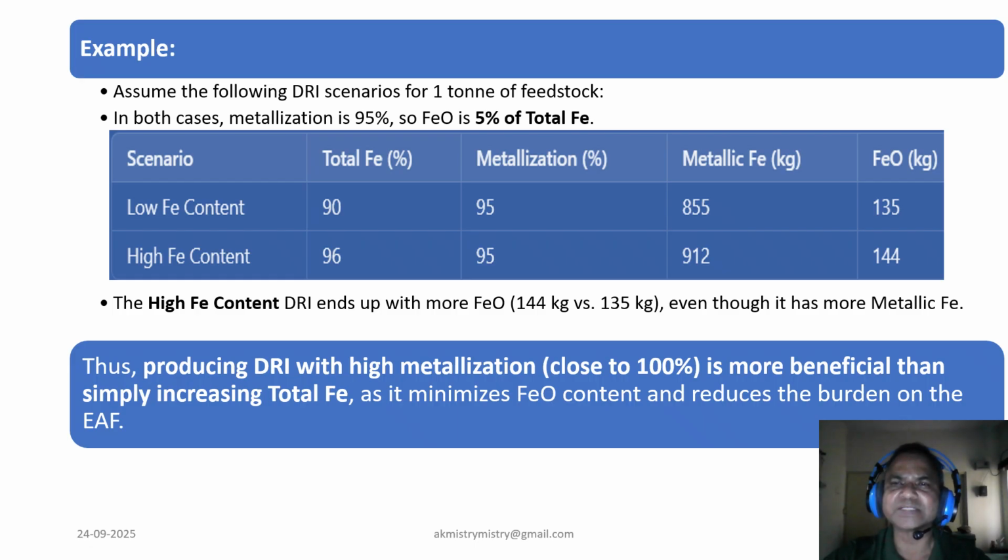So let's look at an example comparing two DRI scenarios for 1 ton of feedstock. In both cases, we will assume that metallization is 95%, which means that the unreduced Fe is 5% of the total Fe. As we can see from the comparison, the DRI with the higher Fe content ends up with more FeO, 144 versus 135, as shown in the last column, even though it also has more metallic Fe, as already shown in the calculation sheet.